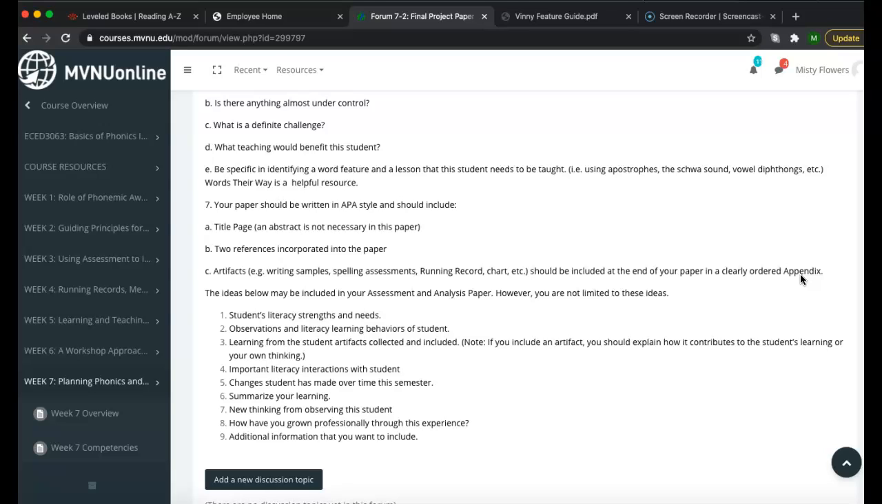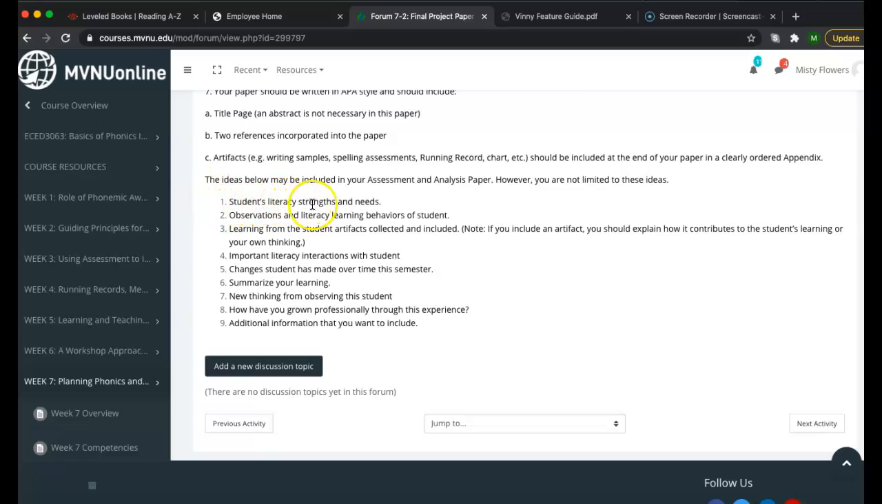The ideas below may be included in your assessment and analysis paper. However, you are not limited to these ideas. The student's literacy strengths and needs, observation and literacy learning behaviors of the student, learning from the student artifacts collected and included. If you include an artifact, you should explain how it contributes to the student's learning or your own thinking. Important literacy interactions with the student. Changes the student has made over time this semester.